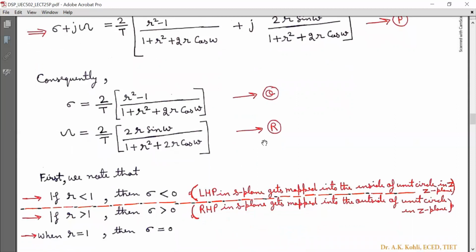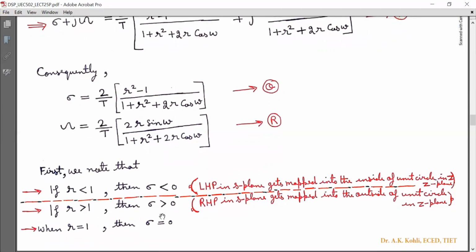Now from this we will note that if R is less than 1, then sigma is less than 0. So left hand portion in S plane gets mapped into the inside of unit circle in Z plane. Now in second case, if R is greater than 1 here in equation Q, then sigma is found to be greater than 0. Therefore, right hand portion in S plane gets mapped into the outside of unit circle in Z plane. Now when R is equal to 1 here, then sigma will be equal to 0 in equation Q.